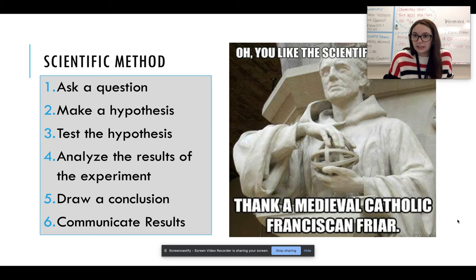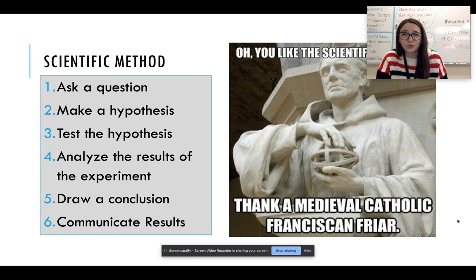So, the scientific method consists of these 6 steps always. And it's always you ask a question, you make a hypothesis, then you test your hypothesis with the lab, you analyze those results, you make a conclusion, you tell me, hey, is my hypothesis true? Is it not? And then I communicate the results.